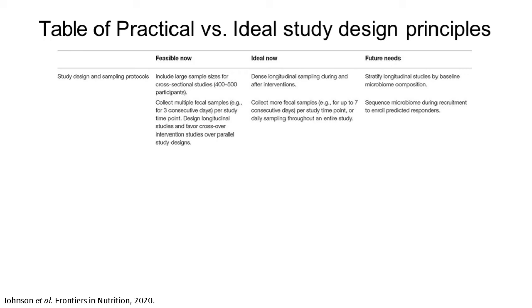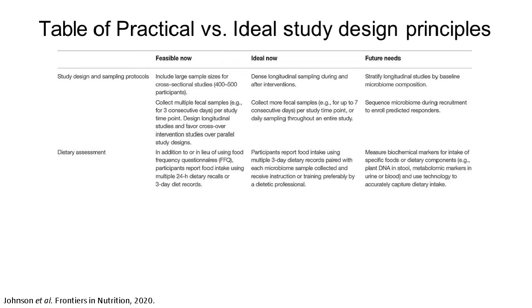Then, what's ideal is actually to do dense longitudinal sampling during and after intervention, so that you can do a longitudinal analysis within each person, and maybe collecting even more fecal samples, like up to 7 we saw, and another study found that recently too. Up to 7 samples consecutively can really still improve your signal. So those are some thoughts on what you can do now for microbiome design and data collection design.